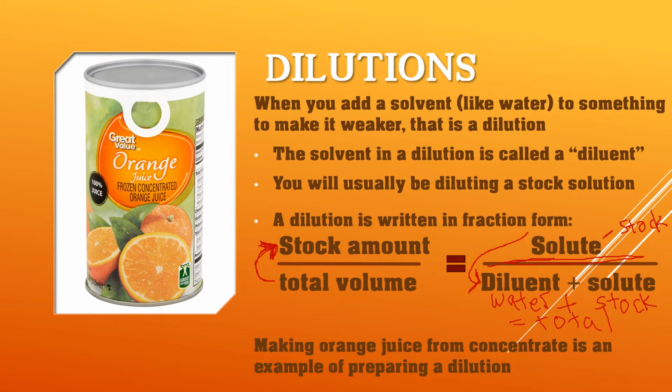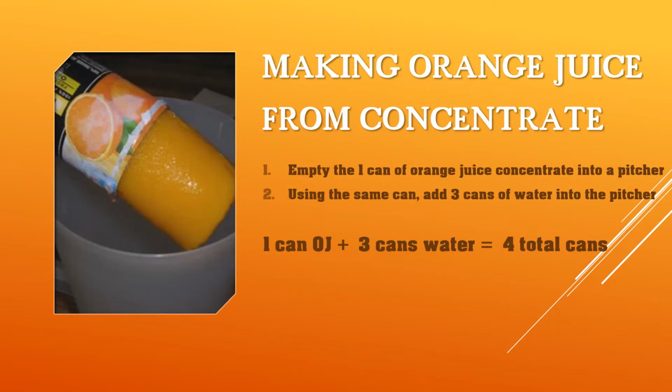Now, a really great example of this is making orange juice from concentrate. That is a perfect example of preparing a dilution. You know how you squeeze the orange juice out of the can, and it has that hard lump of orange juice with a little bit of water in it. And then you take that same can and you fill it up with water 3 times and you pour that into the pitcher with the orange juice and you stir it up and you have orange juice.